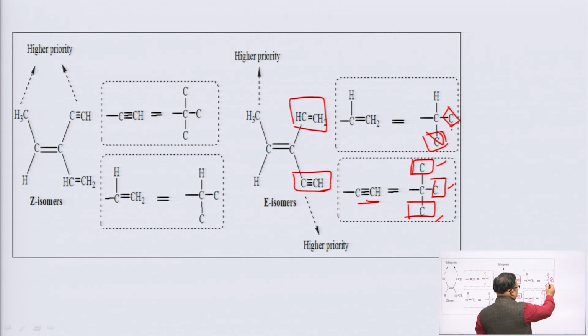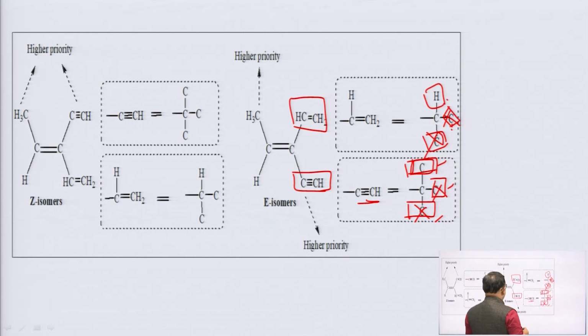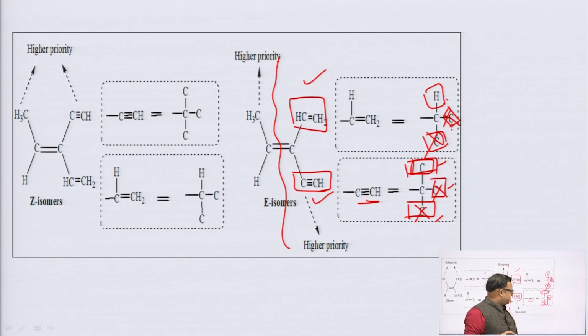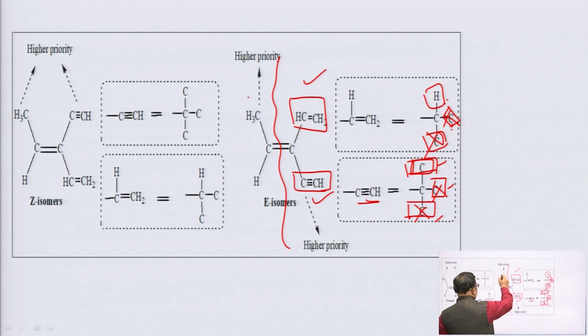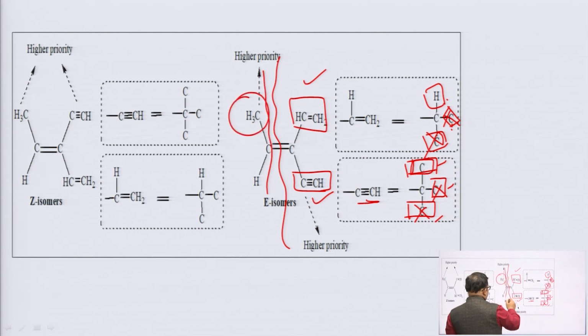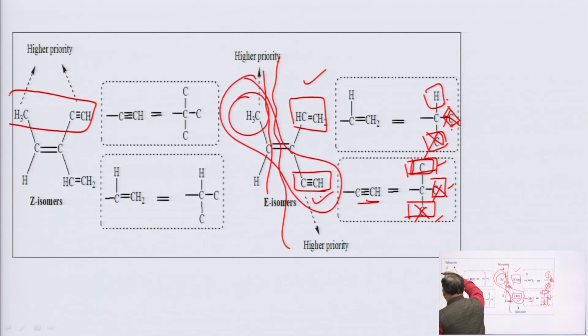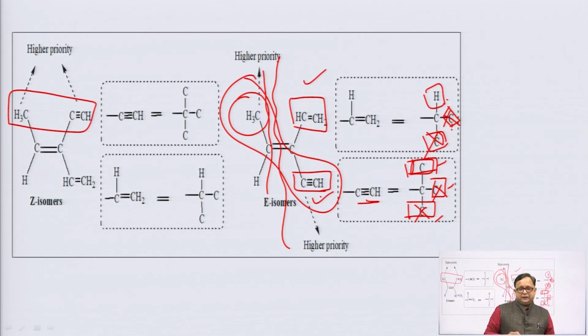So, at the point of difference, carbon versus carbon, this carbon versus carbon, among these the carbon has higher priority over the hydrogen. So, therefore, this is high priority, this is high priority, and both high priority groups are present on the same side. That is why we are calling it a Z. Here you can see this methyl group is higher priority on this side, and on this side acetylene is the higher priority, and both groups are present opposite to each other. That is why we are calling it an E. In this case, higher priority groups are present on the same side, that is why we are calling it a Z.